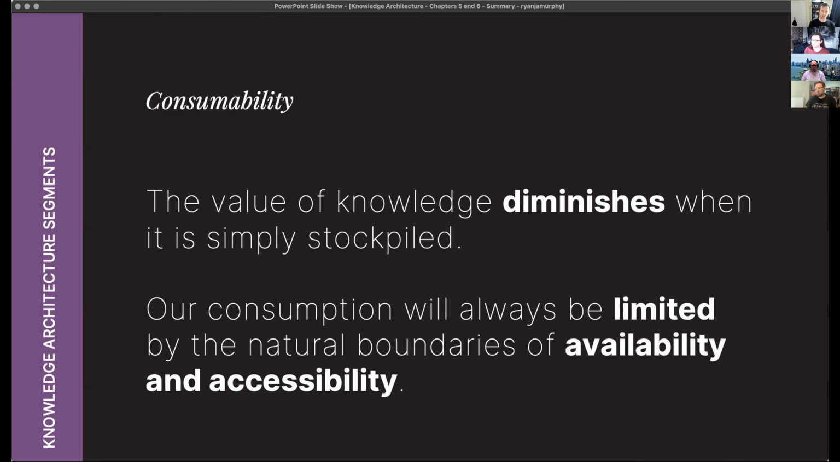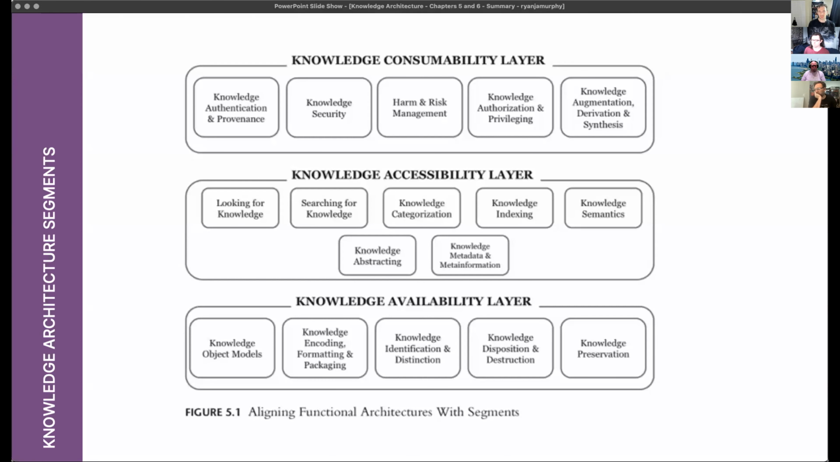But the important thing with this layer is that consumption is always limited, and this is true, although I think I would call it a constraint, not a limitation. Knowledge consumption is always limited by the boundaries of the last two layers we talked about. So if it's not available and accessible to you, then you can't exactly consume it. That's the real question here. So those are the three layers. And again, in the chapter, she provides a bunch of different functions that contribute to those layers.